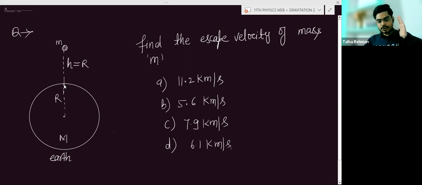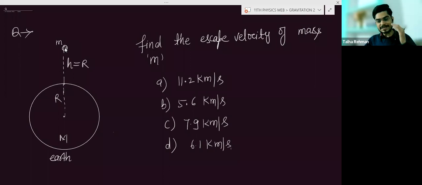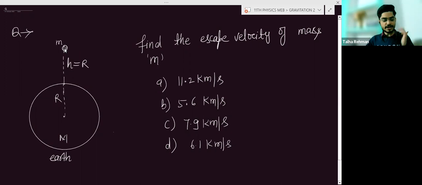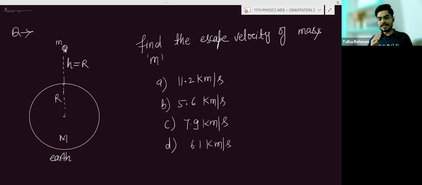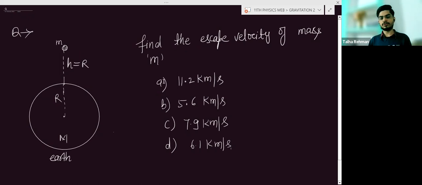Why? Because earlier you were throwing the body from the surface, and you were getting the escape velocity of 11.2 kilometer per second. Now you are throwing the body from some height. So obviously the escape velocity will decrease. There will be less escape velocity as compared to 11.2 kilometer per second. For this body, the distance to escape from the Earth's gravitational field will be less. So this will not be the correct option, you can cut this option. When you throw from the Earth's surface, this will be the escape velocity. When you throw the body from some height above the Earth's surface, the escape velocity will decrease.